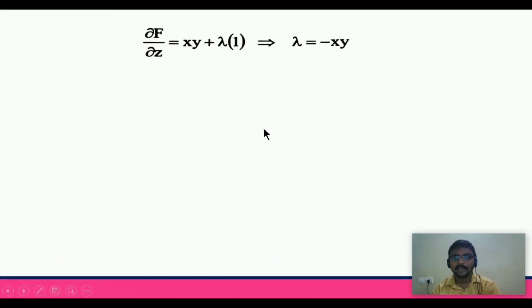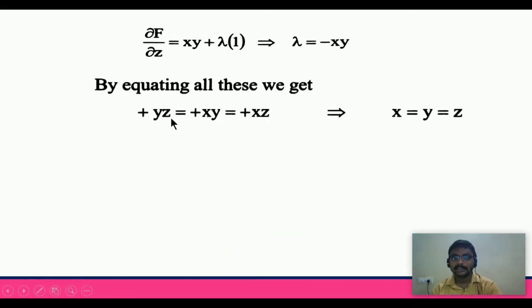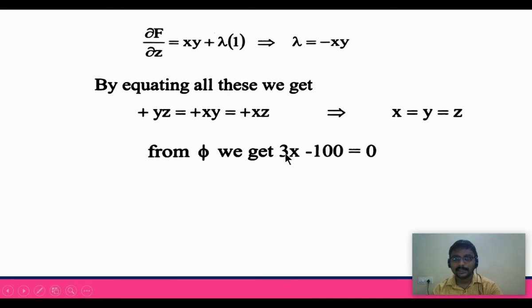Now equating these and eliminating the lambda, we will have a relation between x, y, z. Which implies that clearly x equal to y equal to z, which is obtained by just equating first and second and third. So we will have a relation between x, y, z. Now we have a constraint equation, that is x plus y plus z equal to 100, but replacing x as y and x as z.